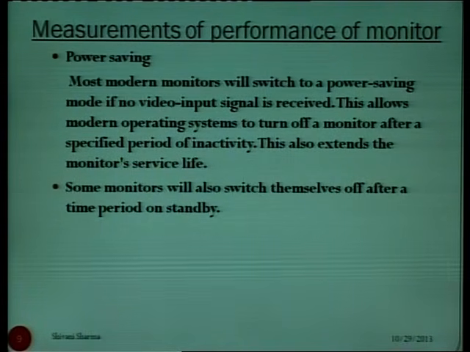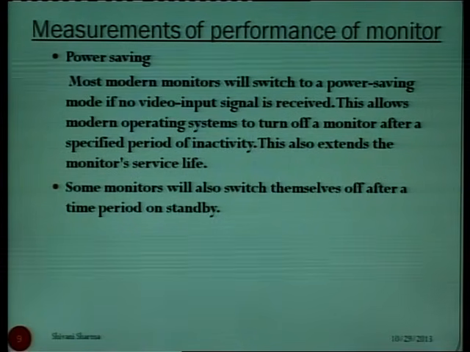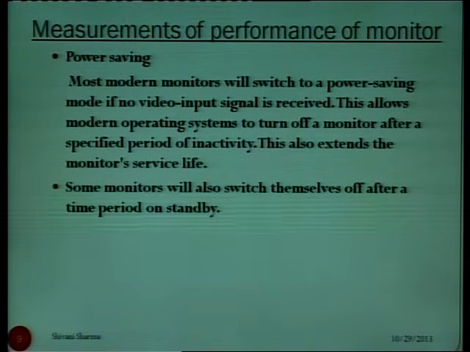Next is the power saving. Most of the modern monitors will switch to a power saving mode if there is no video input signal received, and this allows modern operating systems to turn off a monitor after a specified time of inactivity, and this also extends the monitor service life.